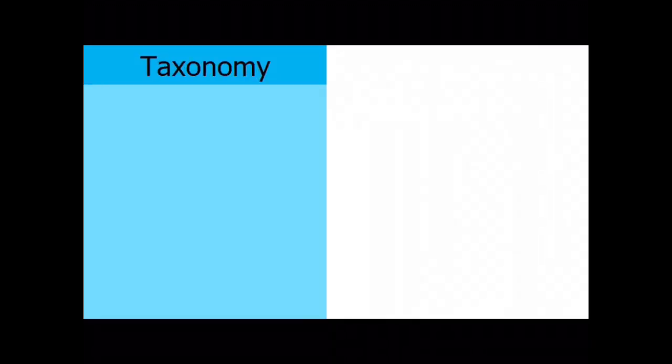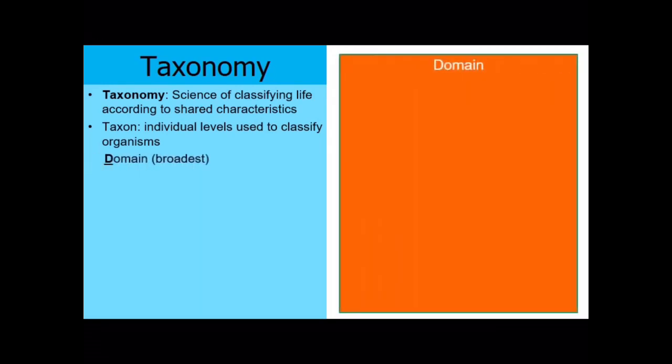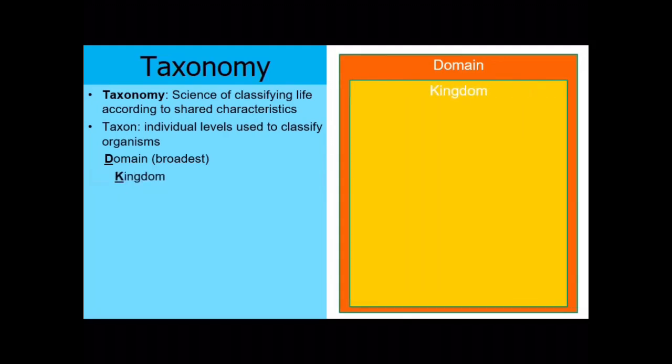And so as we move on into taxonomy, taxonomy is the science of classifying life according to shared characteristics. And what I'm going to introduce you to are the levels of classification, the levels of taxonomy. Each individual level is called a taxon. You might know that they start off very broad. The taxon called domain is the broadest of the categories. And then every taxon underneath it becomes a little more specific.